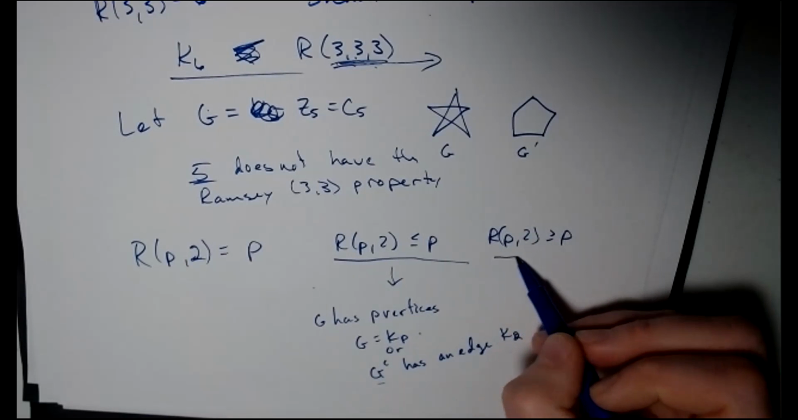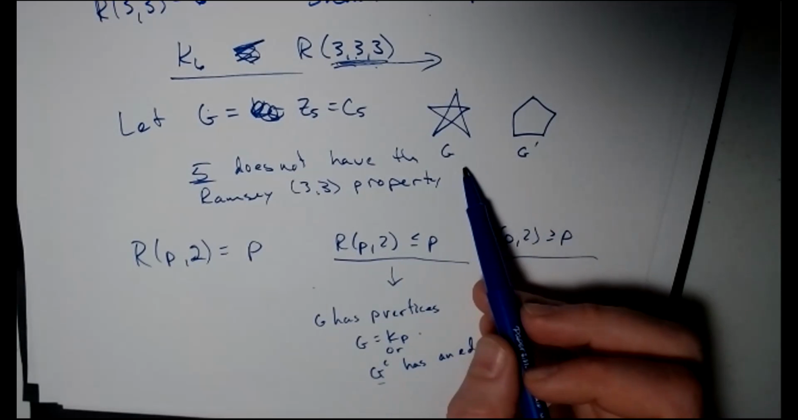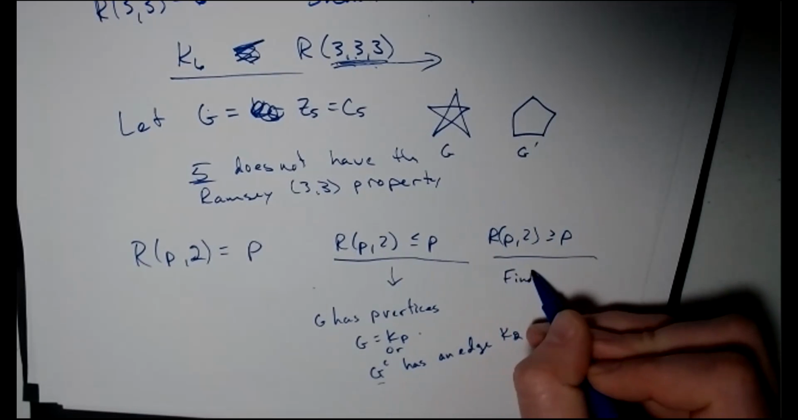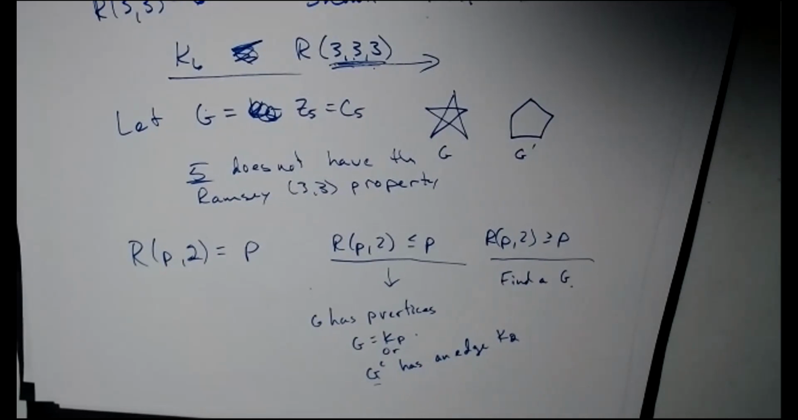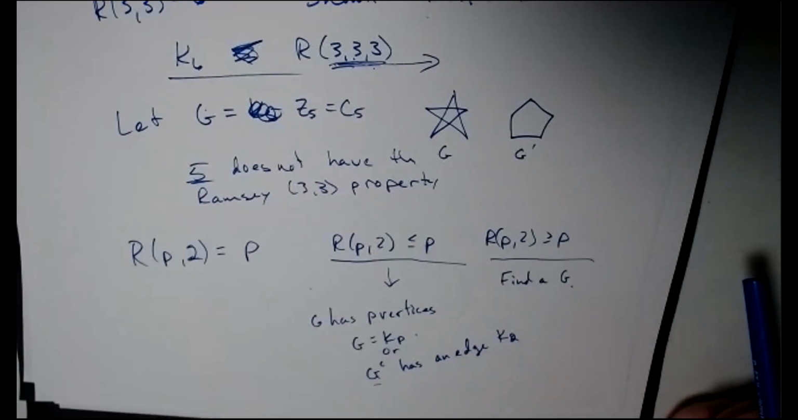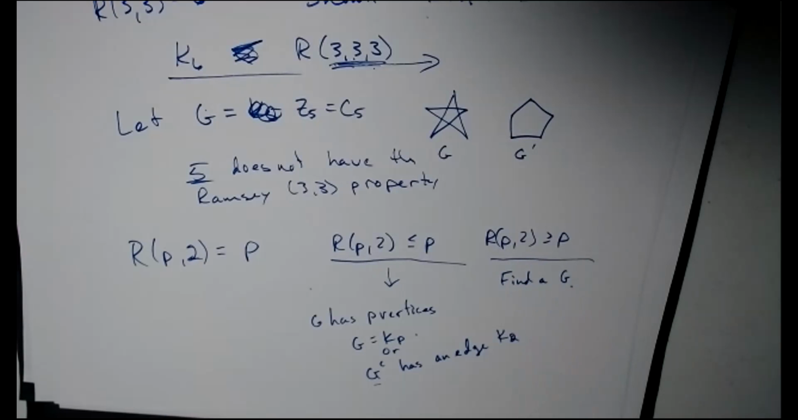The proof for R(P,2) greater than or equal to P is not hard. Remember, it's the same as we did here for Z5. You just want to find a G, one specific counterexample to show that not every graph on P minus 1 vertices has the P2 property.